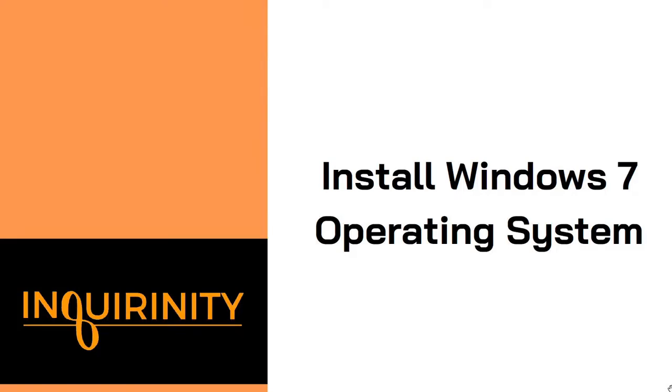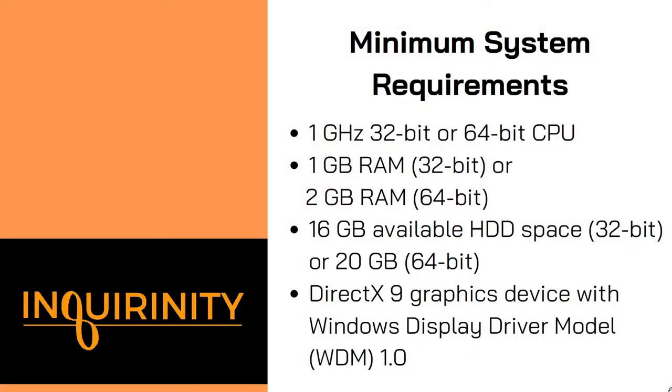In this video, I will demonstrate how to install Windows 7 operating system. You should know the minimum system requirements before we install Windows 7. So our CPU for the computer should have 1 GHz speed for 32-bit or 64-bit.